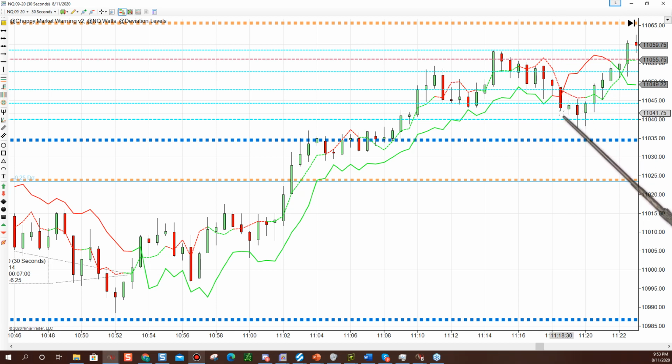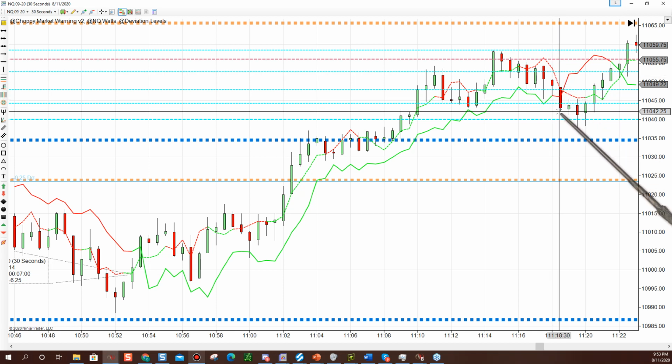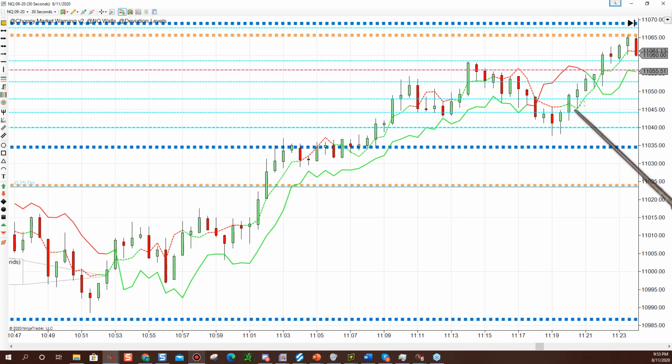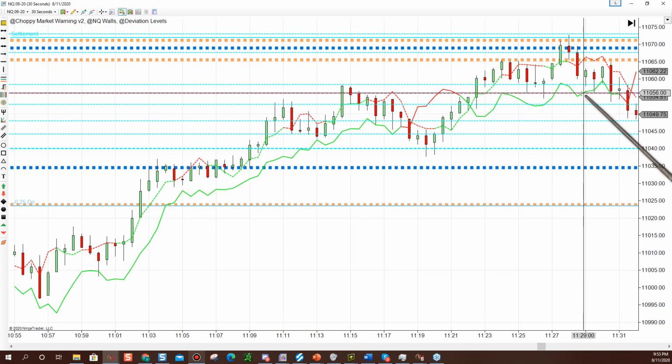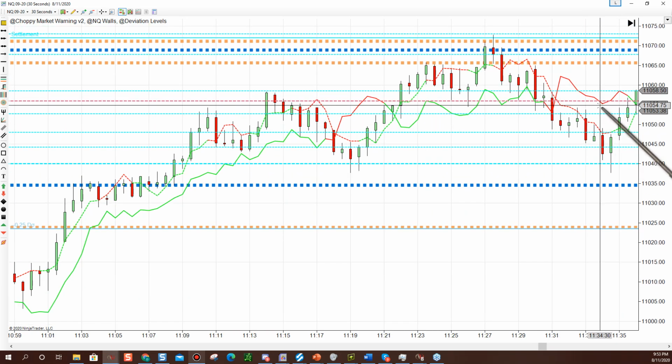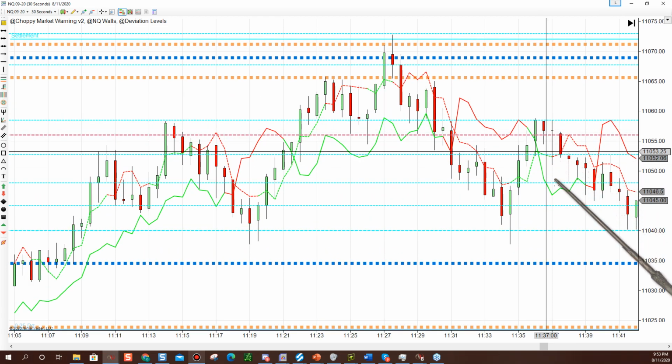So are we taking this early entry short? Still in the wall territory? Yes or no? Are we even looking for a trade right now in the middle of all this? No. Because we're in the middle of all of these walls.